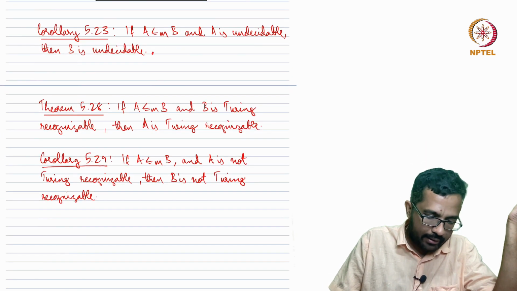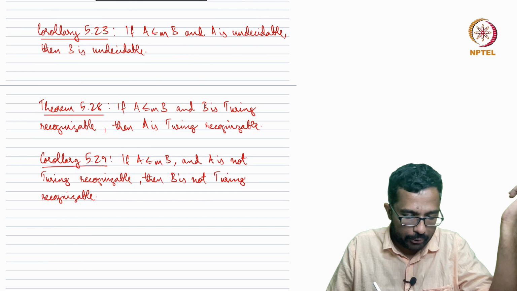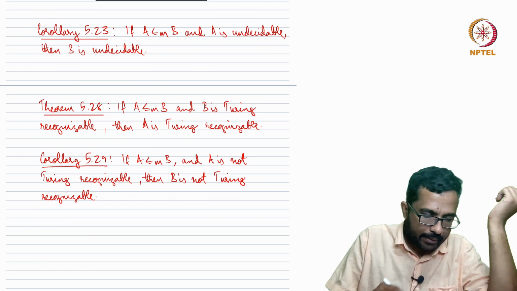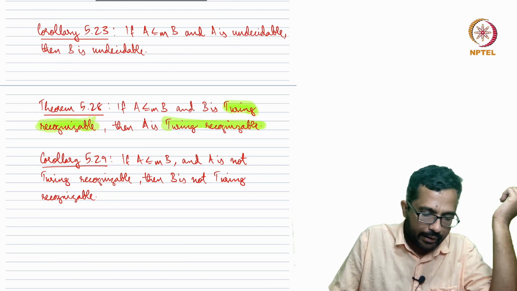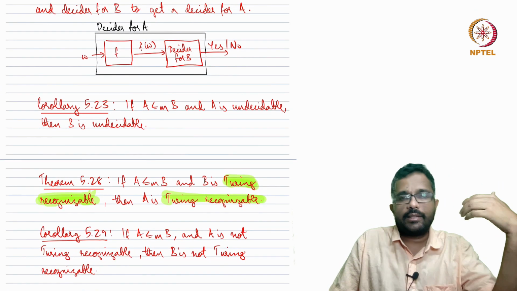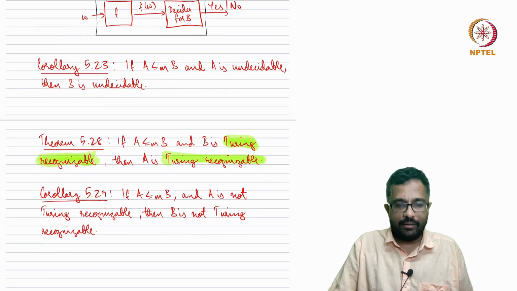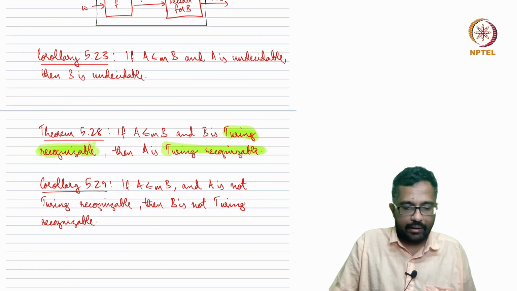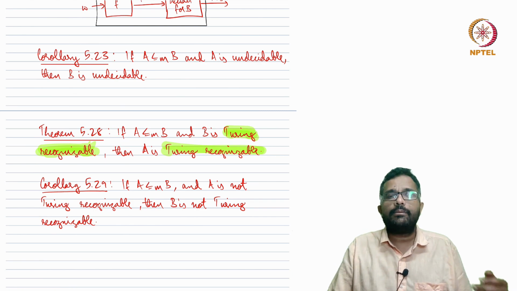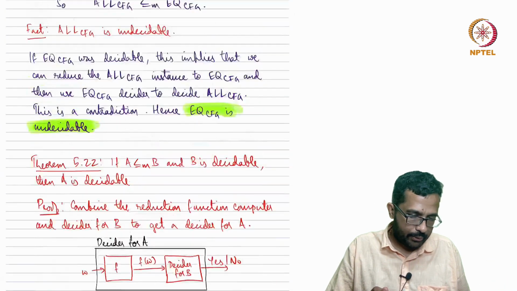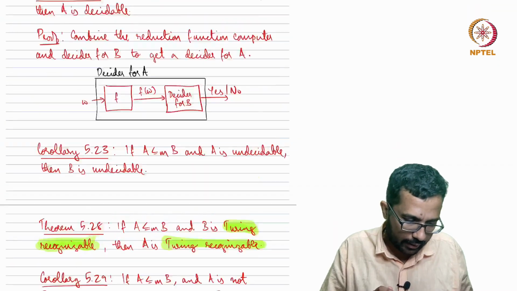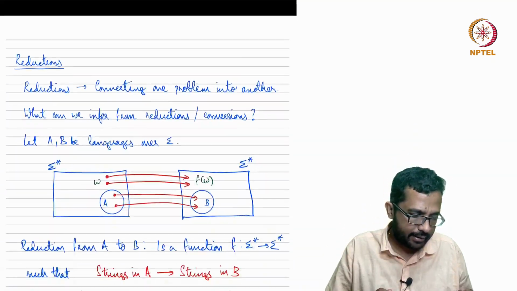The next two are theorem 5.28 and corollary 5.29. It's the same thing, except that we have replaced decidability by recognizability. If A reduces to B and B is Turing recognizable, then A is Turing recognizable, and if A reduces to B and A is not recognizable, then B is also not recognizable. So that's pretty much it as far as lecture 39 is concerned.